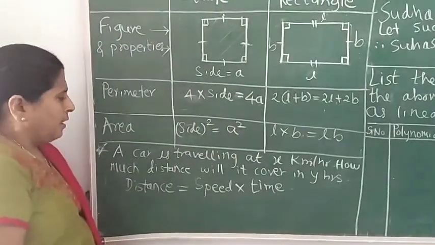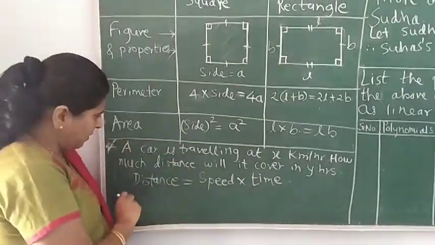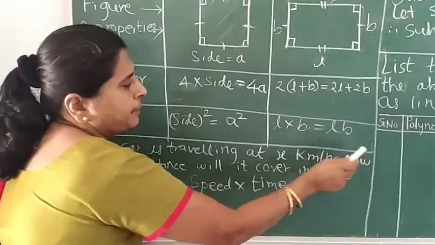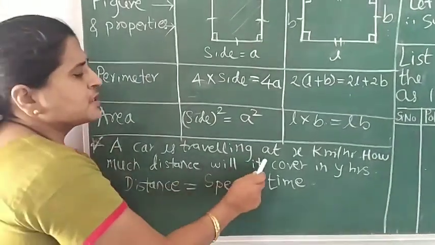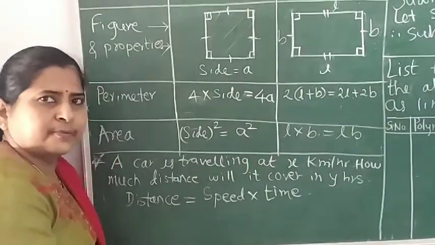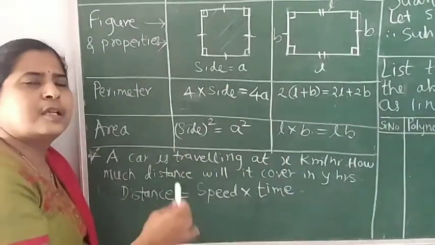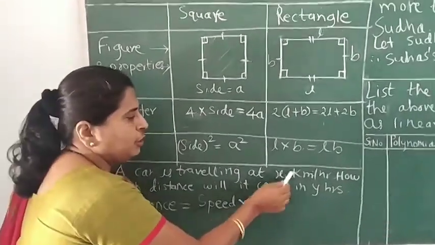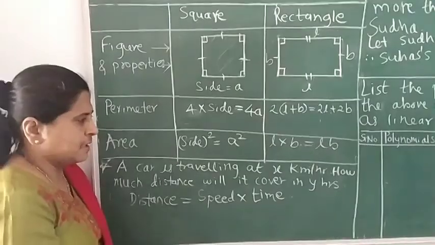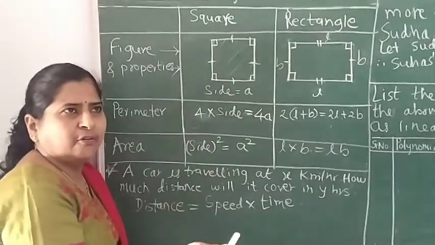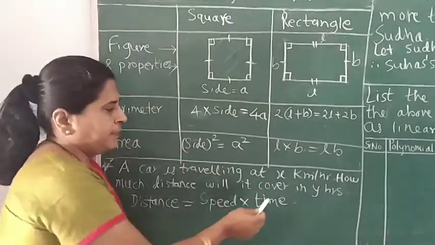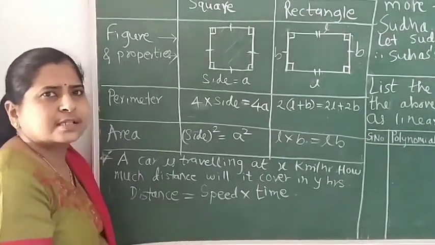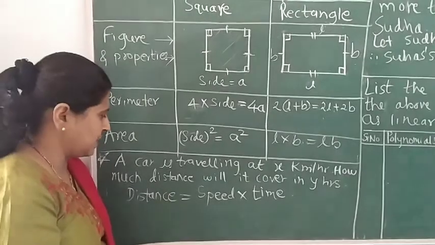Now in another example, say a car is traveling at x kilometer per hour. How much distance will it cover in y hours? It has a certain speed. The speed can be any, 40, 50, 80. We have assumed the unknown speed as x, and whatever hours it is traveling, let's say at uniform speed of x kilometer per hour, how much distance will it cover in y hours? Y hours can be whatever, 4 hours, 2 hours, 3 hours.